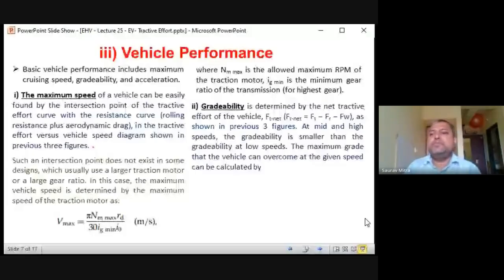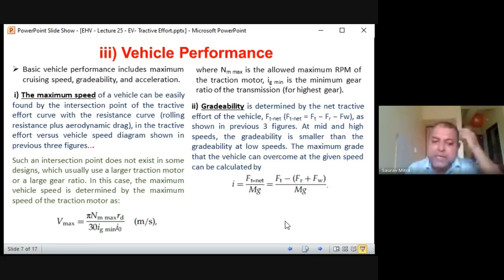Gradability is determined by the net tractive effort of the vehicle, and net tractive effort is given as the tractive effort Ft minus Fr minus Fw. Tractive effort is nothing but the force generated by the vehicle. In the previous three figures, it was shown how to find Ft net. At mid and high speeds, the gradability is smaller than at lower speed. So the maximum grade the vehicle can overcome at any given speed is how much grade the vehicle can overcome, that means how much height it can go above.